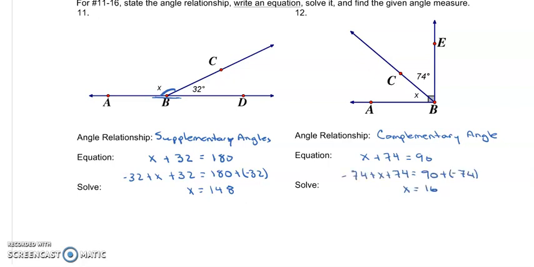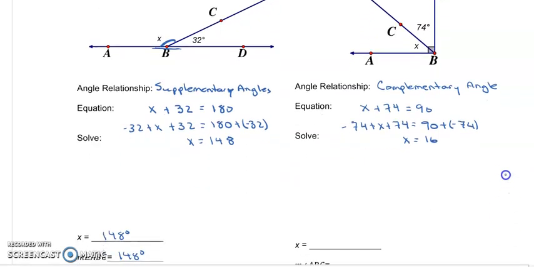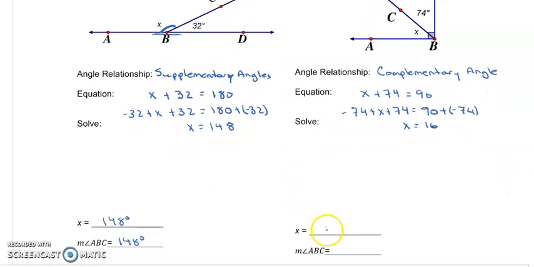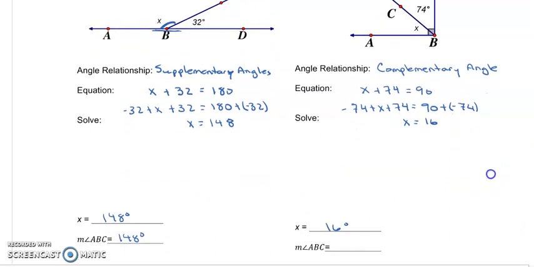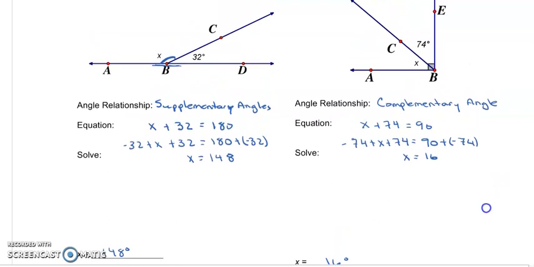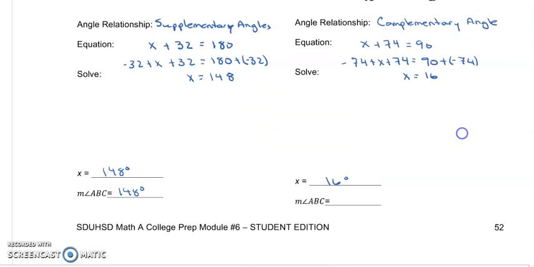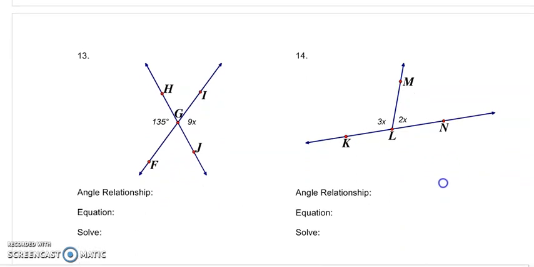All right, when you solved it, did you get x equals 16? I hope so. So then when I go down here to fill in the x, I'm going to put x is the 16 degrees, and then it's asking me for the measure of angle ABC. So angle ABC, that's the same thing as x, that one right here. So again, I'm going to get 16 degrees. Now, sometimes they'll ask us for different angles, so we can't just assume that they're always going to be the same.